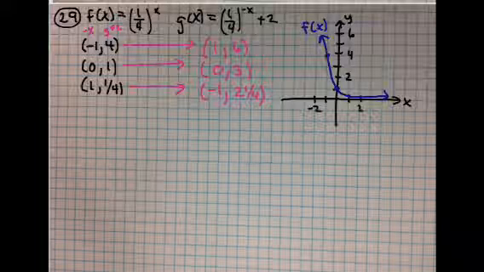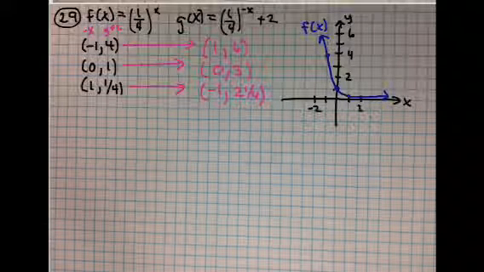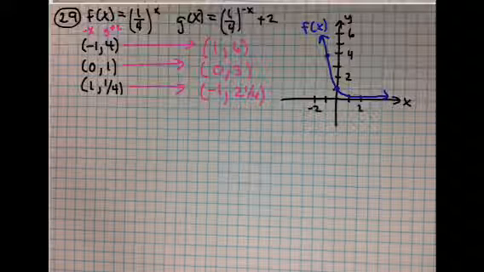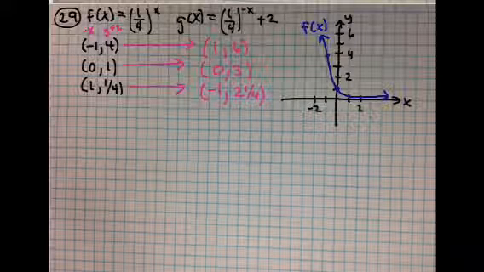Alright, so for 29, like I said, it's reflected. Instead of switching over the base to 4 and keeping the x positive, I just kept it as they wrote it down for you guys, and took the negative as a reflection over the y-axis. Okay, so you can do it either way.